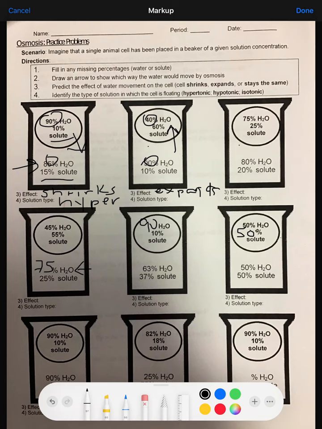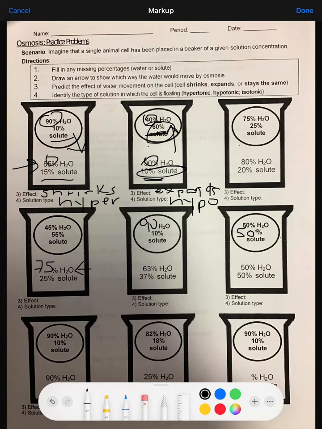All right, solution type. Now we're looking at the solute. The solution, this right here, has less than inside the cell, so it's hypo. Something to help you remember hyper and hypo: when the water goes in, it's a hypo solution. Hypo, like hippo, it's going to get big. And then hyper, the water is going to leave the cell and it's going to get smaller.